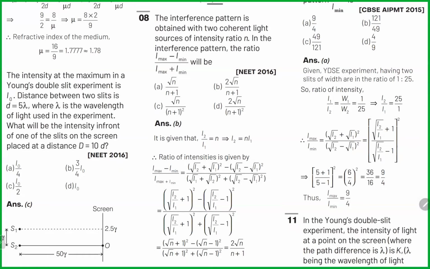You can't take amplitude. Correct? So in this case, what will you take? Maximum intensity is (under root I1 plus under root I2) whole square. Minimum intensity is (under root I1 minus under root I2) whole square.